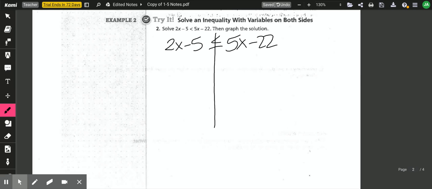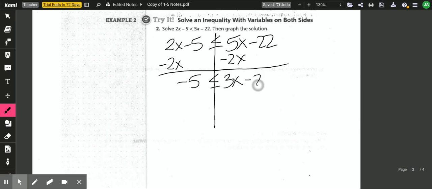Now remember, with the variables on both sides, we want to get all of our variables together. I would think it'd be easier to subtract 2x. -5 is less than or equal to 3x minus 22. Now I'm going to add 22 to the other side. Let's see, -5 plus 22 is 17.